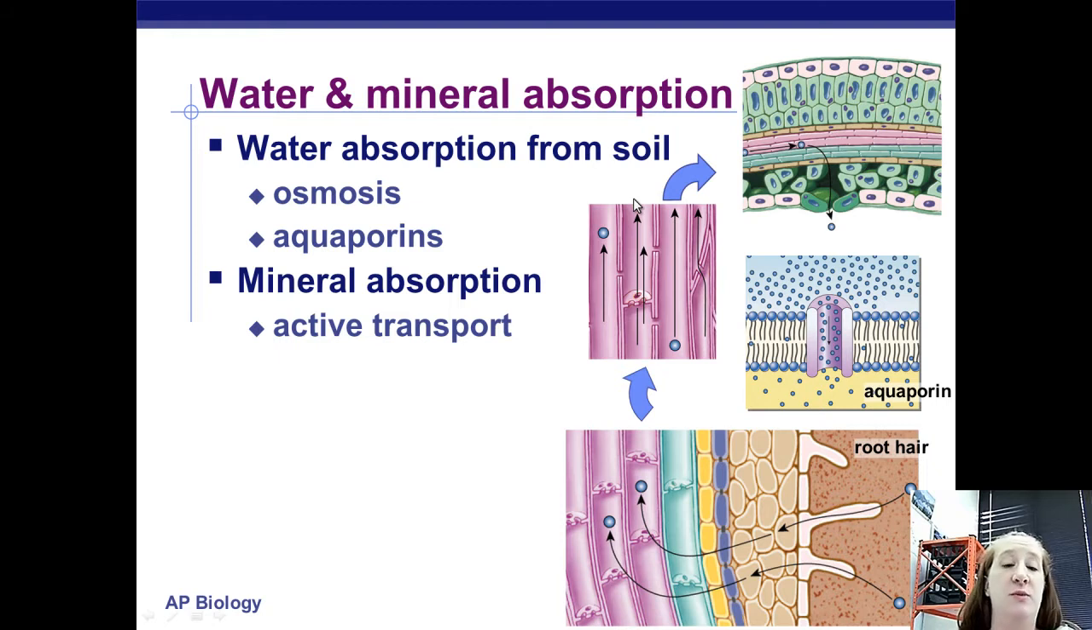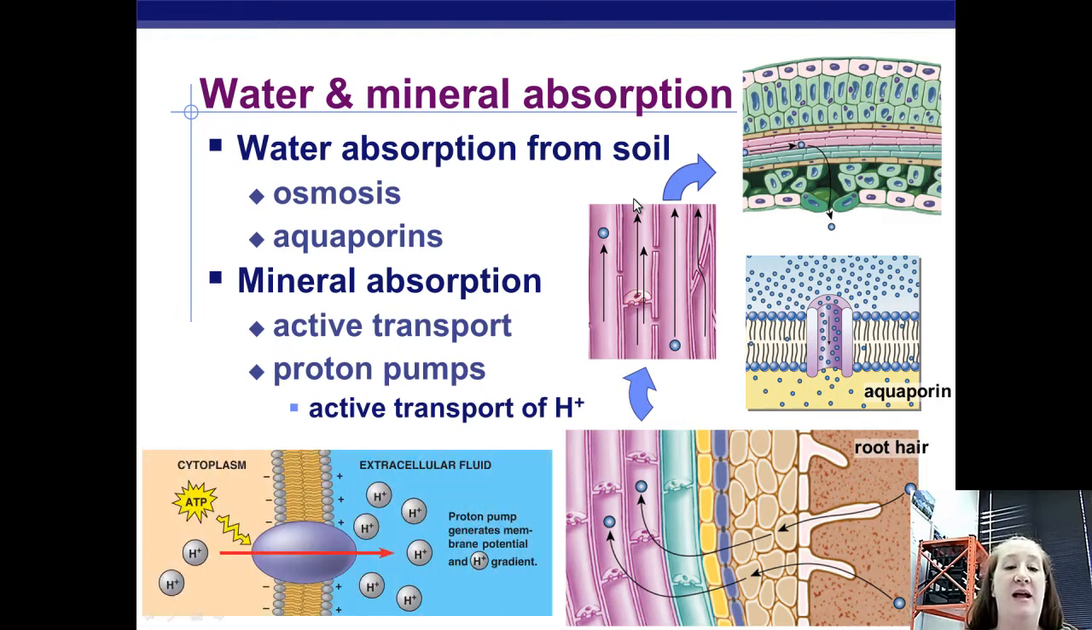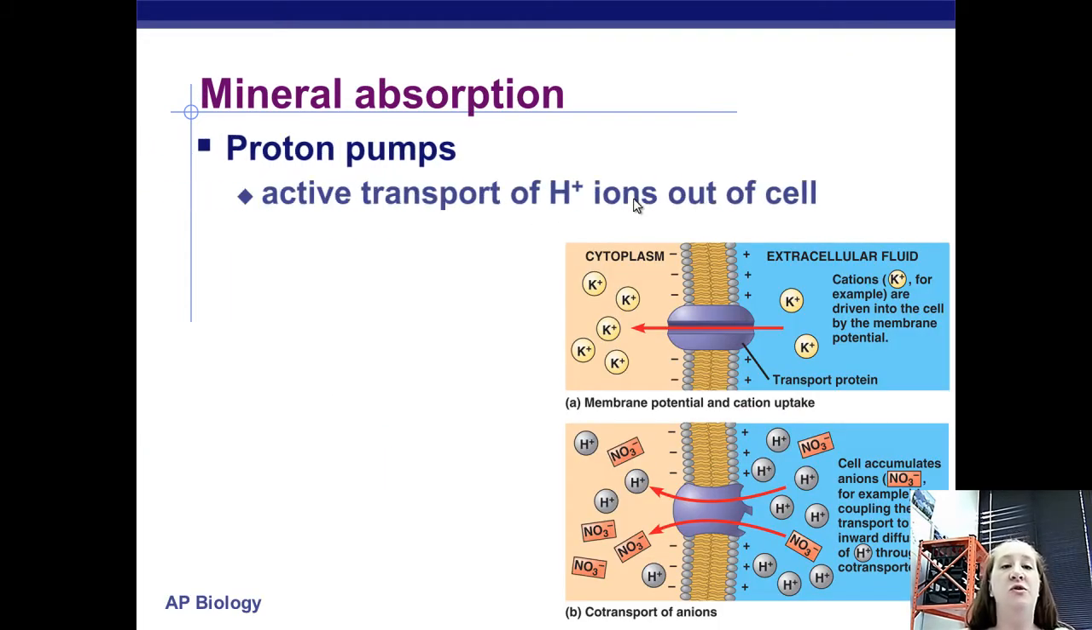Okay, then mineral absorption. Most of the minerals that are needed by the plant come in by active transport in some way, shape, or form, using proton pumps. And so the plant actively transports hydrogen ions, and then that allows for other materials to come in. So how does that work? All right. So plants actively transport hydrogen ions out of the cells at the roots.